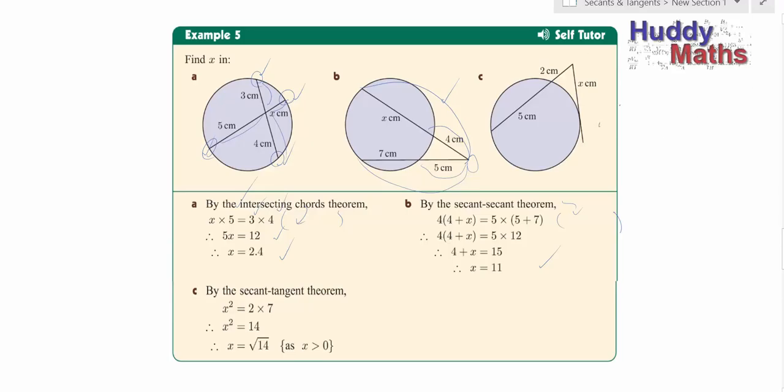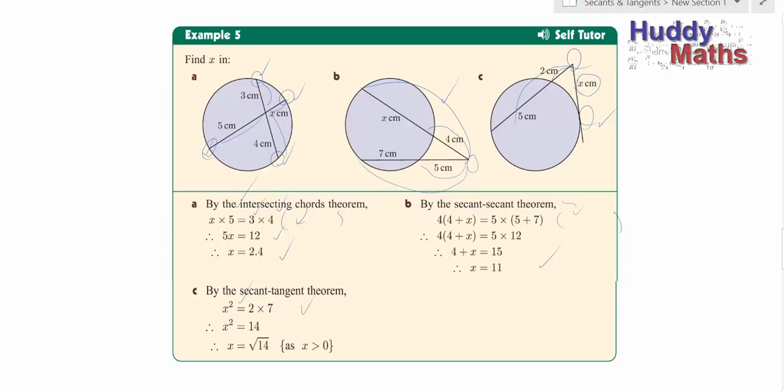Okay, what about this one? There's a secant and there's a tangent. Can you find x? Well, by the secant tangent theorem, the square of the length of the tangent equals the product of the parts of the secant. So here it's 2 by 7.